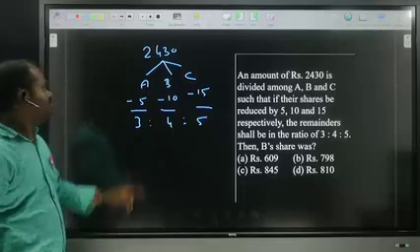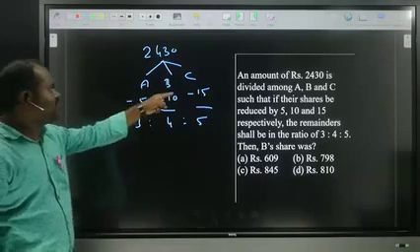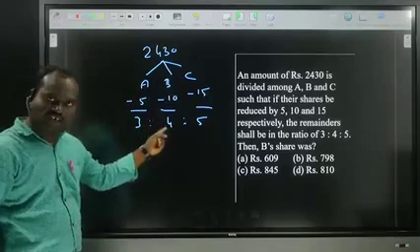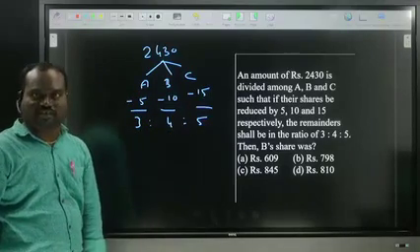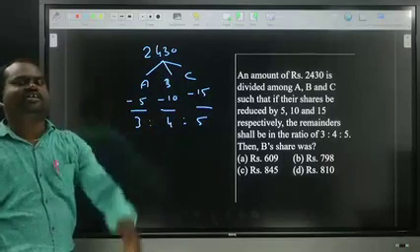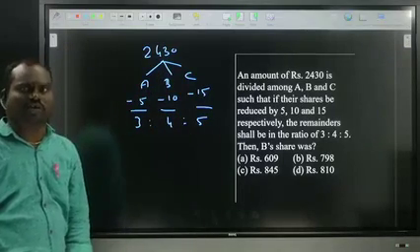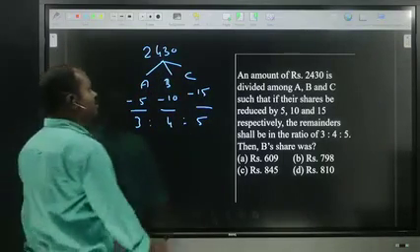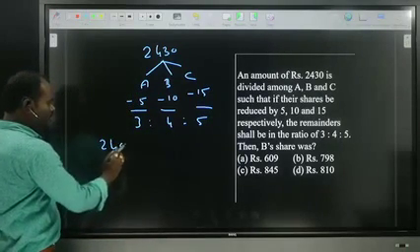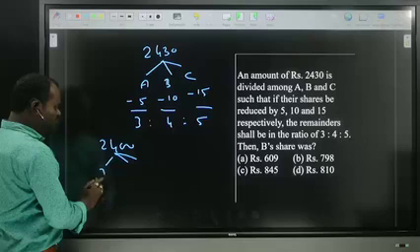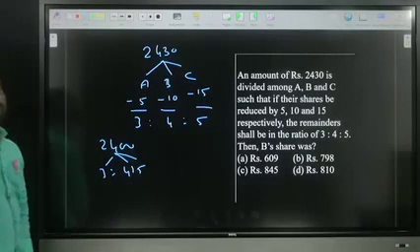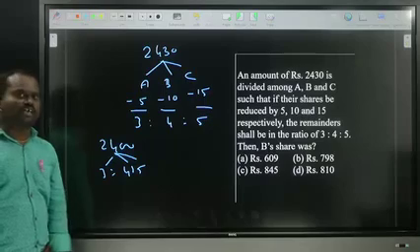Here 5 rupees deducted, here 10 rupees, here 15. Overall how much deducted? 5 plus 10 is 15, 15 plus 15 is 30. Out of 2430, 30 is deducted, so the balance is 2400. That 2400 only is divided in the ratio of 3:4:5.